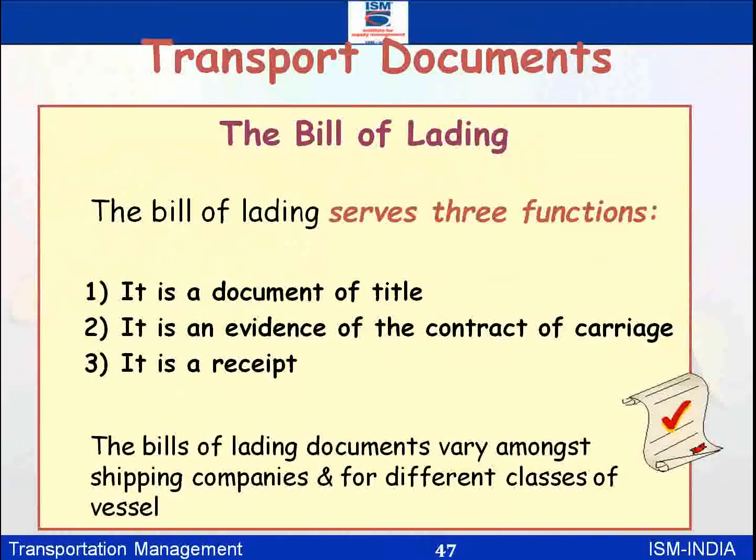Suppose I'm sending the goods to X country and my UN head is there. I will not send it in the name of the person. I'll send it in the name of the office. If the person's name is mentioned in the document, because he or she is the head of the department, she can easily become the owner of it because the document is nothing but a title sheet. So it's evidence of the contract of the carriage. It's a receipt.